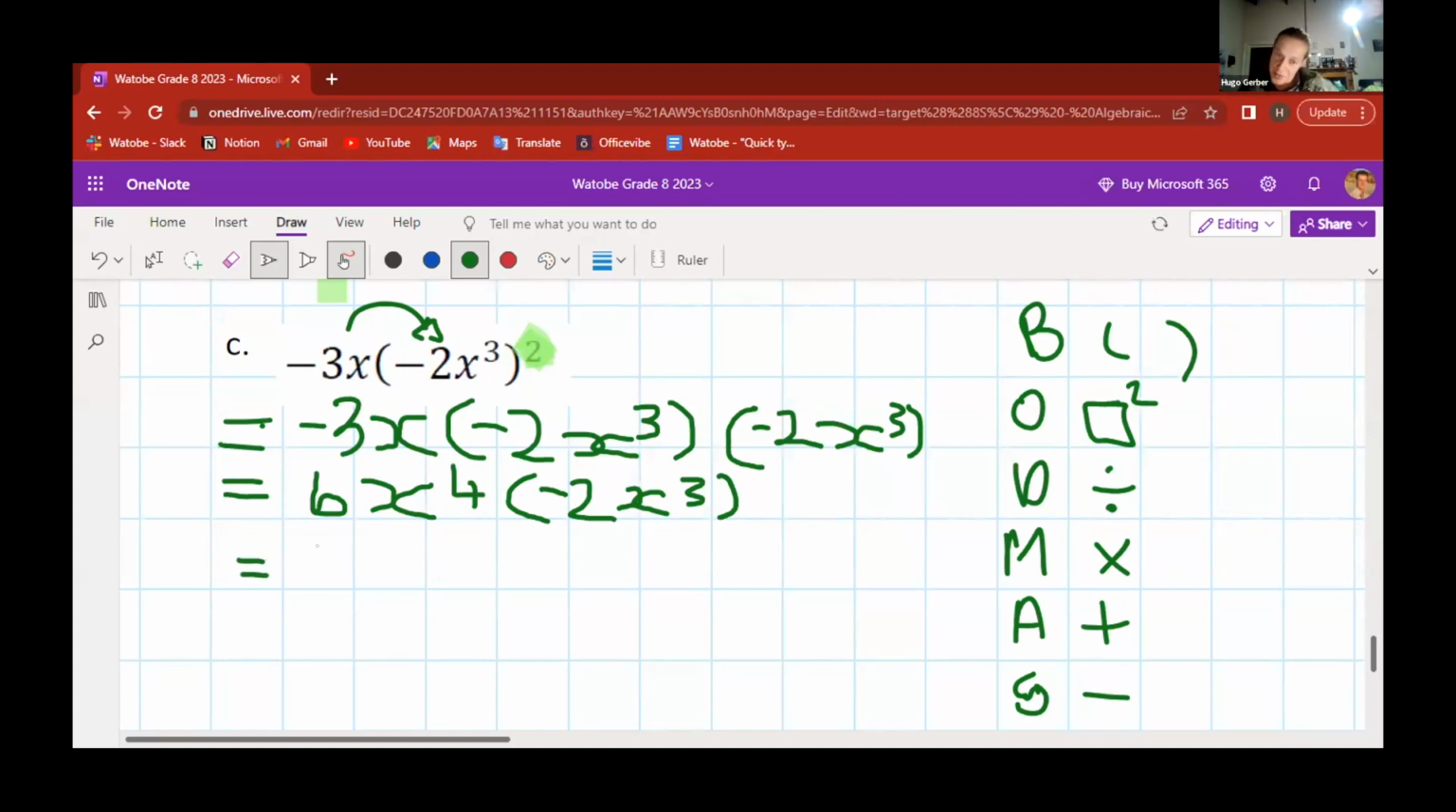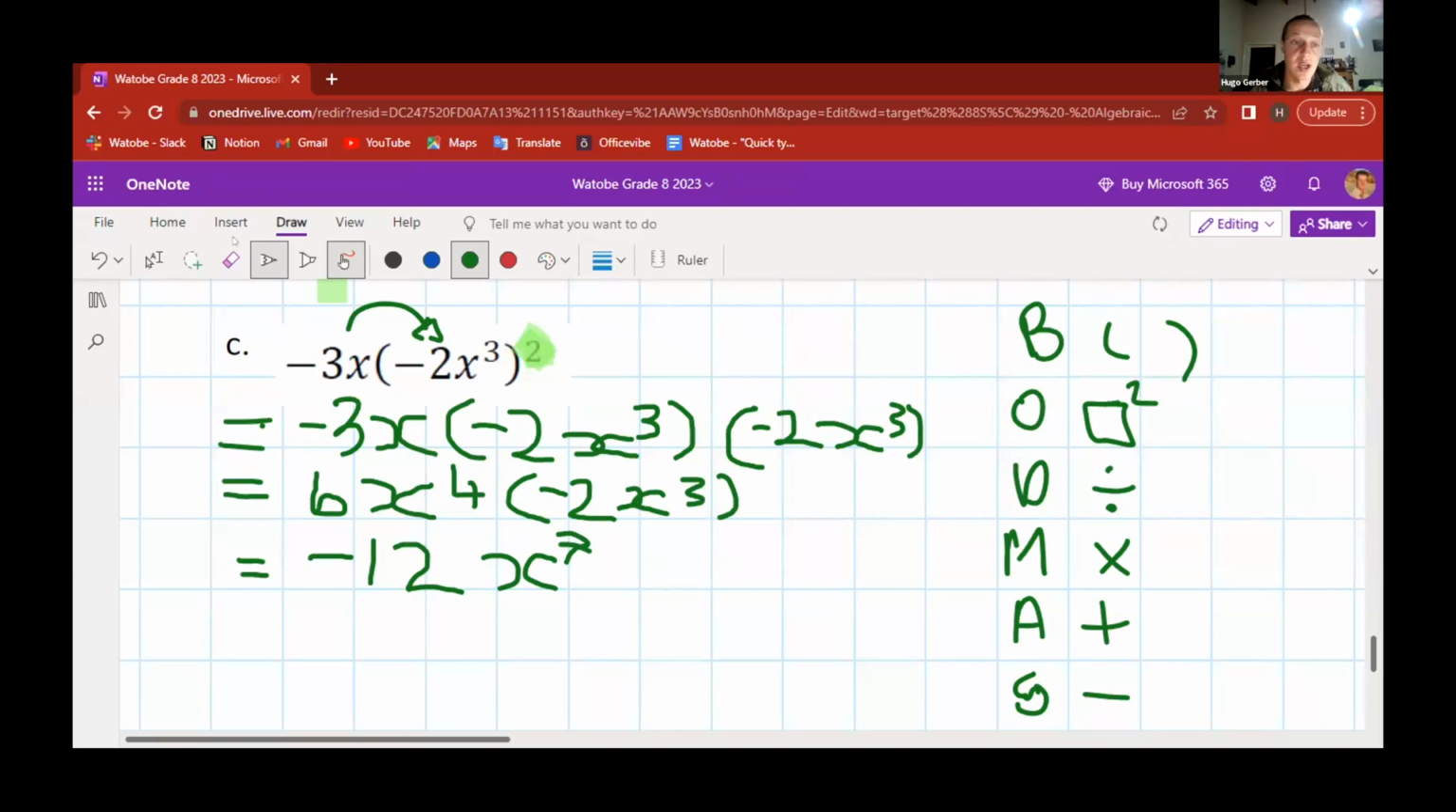Teacher Linda, let's confirm, am I on the right track? Yes, that's perfect. We just have to keep going. Now it's the same step. We had the negative 3x multiplied by negative 2x. Now we have the 6 multiplied by negative 2. Because the 6 is positive, multiplied by the negative, we are now stuck with a negative again. 6 times 2 is 12. These x's that are multiplying, we need to add the orders together, giving us 7.